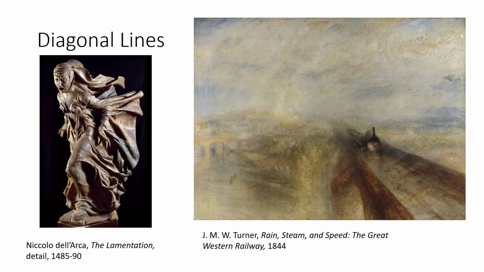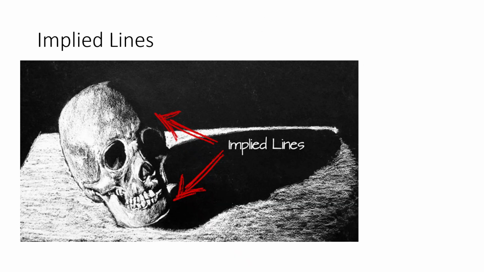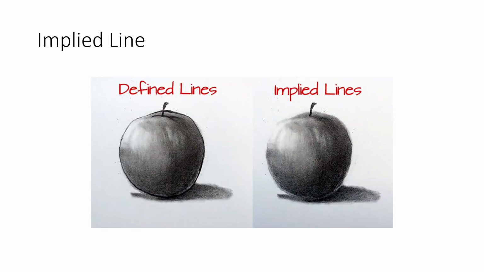Lines can be long, short, thick, or thin, etc., but they can also be implied. An implied line is one that is suggested where no visible solid line exists. It may break and then continue. In this drawing, the edge of the skull gets lost in the shadow, but the viewer easily fills in the missing information. An implied line suggests the edge of a plane without using a solid line.